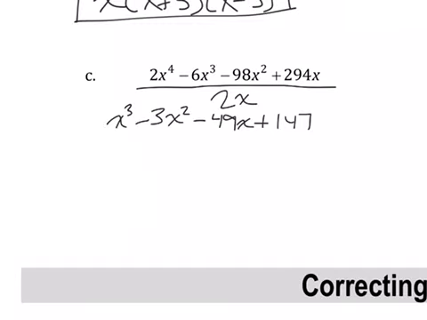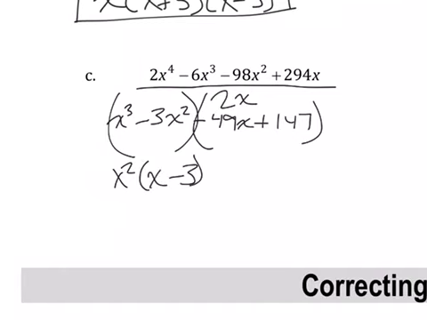Now we're just going to continue on. I'm going to group together these two terms. I'll group together those two terms. What can I take out of x to the third minus 3x squared? Well, I could take away at least an x squared, right? X squared times the binomial x minus 3.